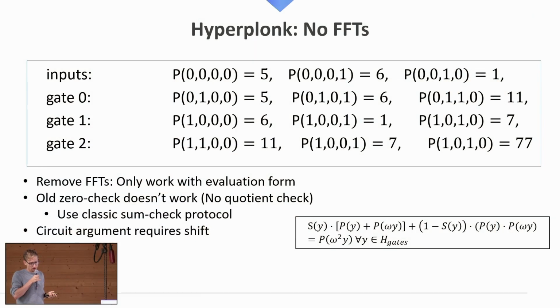And additionally, one of the difficulties that we have to deal with is that the circuit argument requires a shift. What do I mean by that? Well, we need to access P of y here, and we also need to access P of w times y. And why do we do that? Well, in every row, we need to access one element and its right neighbor, and then its right neighbor, right? We always need to access three things that are next to each other in our computation trace. And in univariate Plonk, this works very nicely. I just have to multiply my variable by omega.